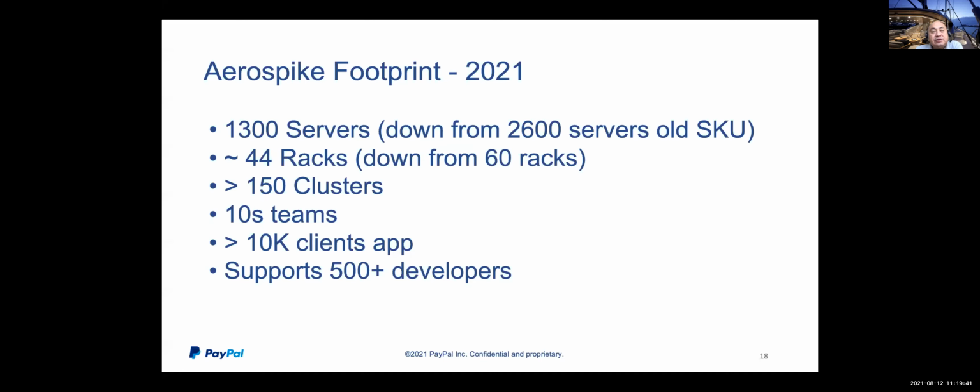So in the next session, my colleague Deepti is going to present to you the statistics of the improvement we gain from using the persistent memory.